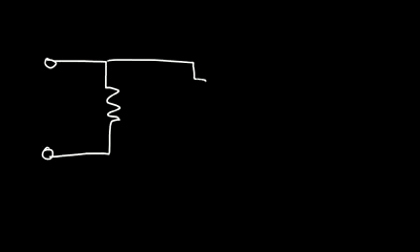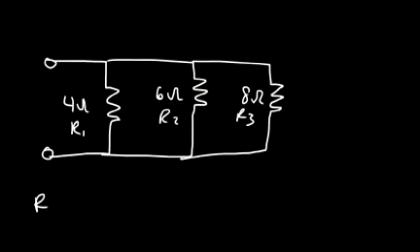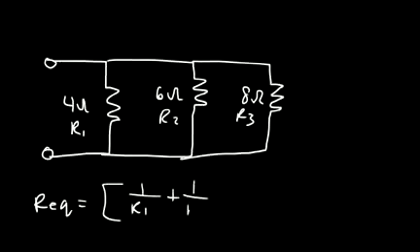Okay, the third circuit, we have 3 resistors in parallel. The first one is 4 ohm. Let's say the second one is 6 ohm and the third one is 8 ohm. So what is the equivalent resistance for this question? It is the same method. Let's name them R1, R2 and R3: R1 for 4 ohm, R2 for 6 ohm, R3 for 8 ohm. So the equivalent resistance is 1 over R1 plus 1 over R2 plus 1 over R3, and invert.